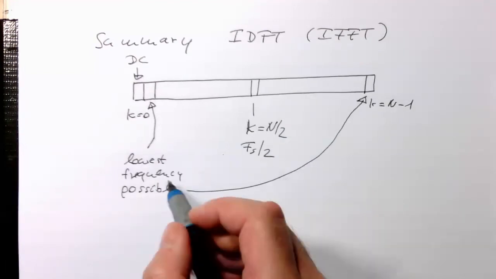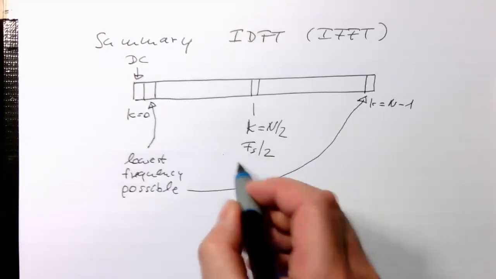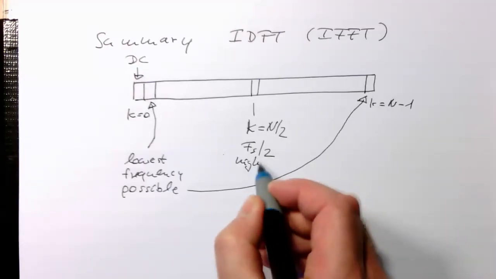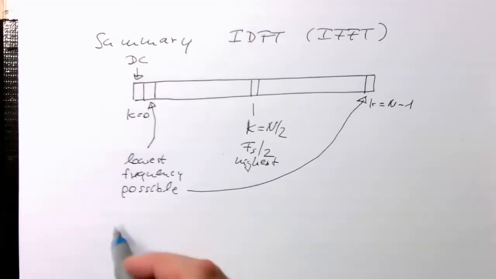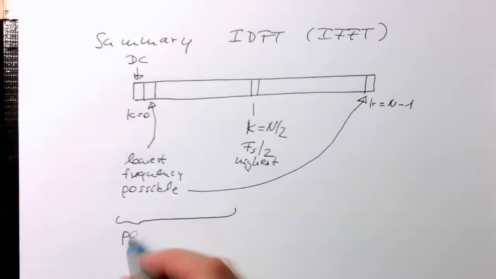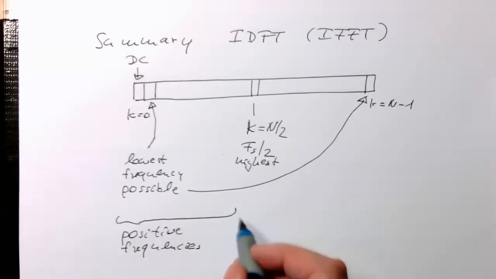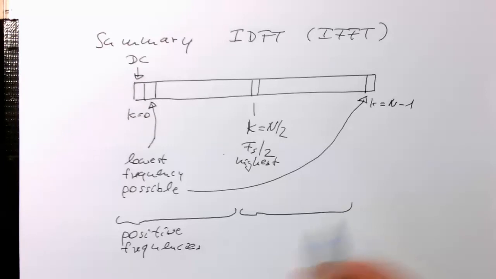And so there's a lowest frequency, and here in the middle obviously is the highest. And then in this region here we have positive frequencies, and here we've got negative frequencies.